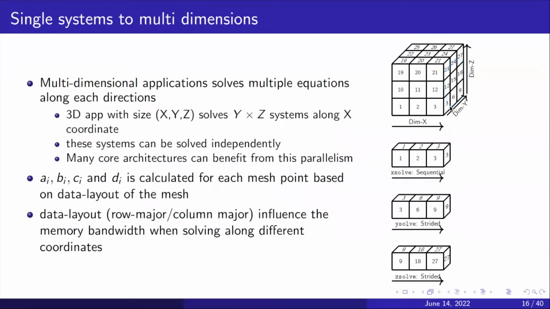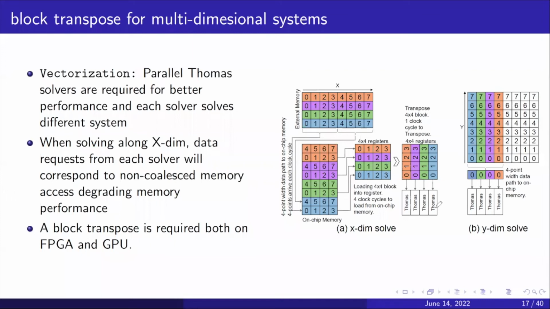The data layout of mesh points is also important. In a data layout where X is contiguous, solving along the Y dimension and Z dimension will require strided memory accesses. For those cases, we can read the XY plane and XZ plane, put them into on-chip memory, and then read Y lines and Z lines to improve memory access. In order to improve the performance, we will need multiple Thomas solvers operating in parallel as vectorized units.